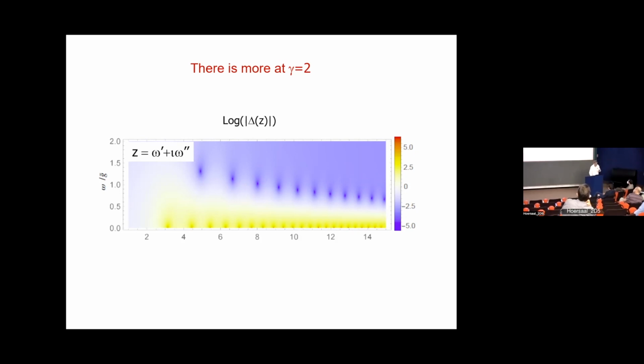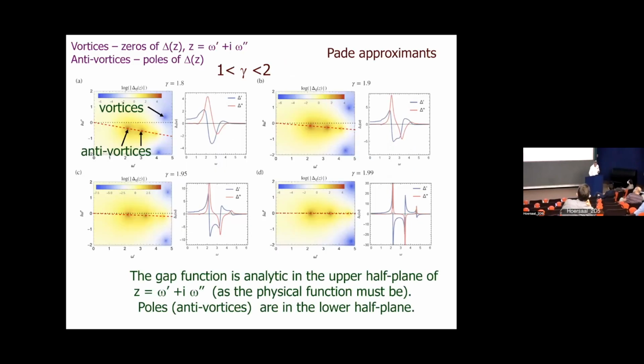And just 2 slides and I will be done. So let me just show how it works. You don't need to do Pade only in the upper half plane. You can in fact solve for the gap everywhere in the complex plane. And you find that for gamma smaller than 2, the gap is analytic everywhere in the upper half plane, and there are vortices there. But in the lower half plane, there is a line of anti-vortices. Anti-vortices means that delta goes to infinity. And as you approach gamma equal to 2, this line approaches the real axis.